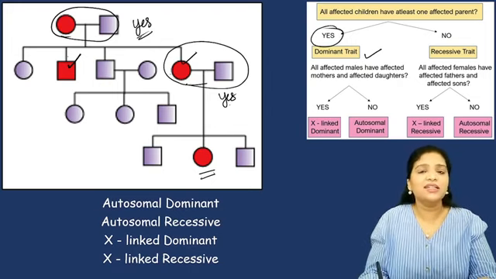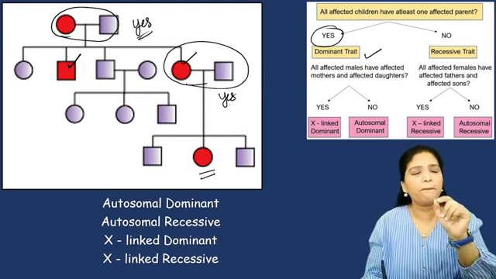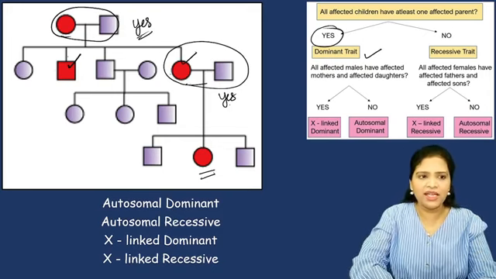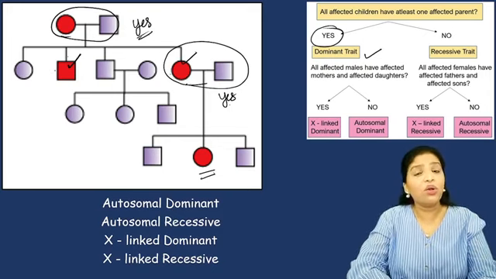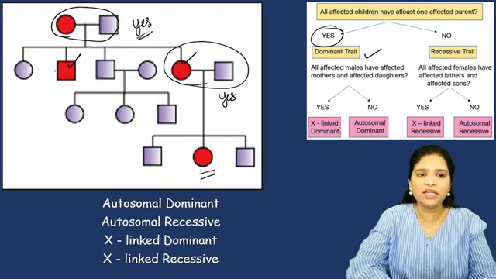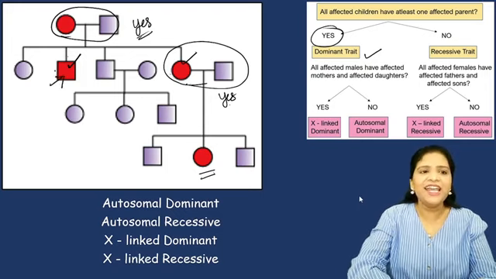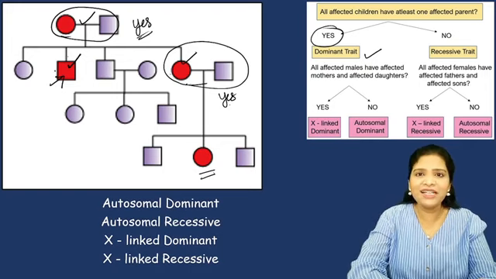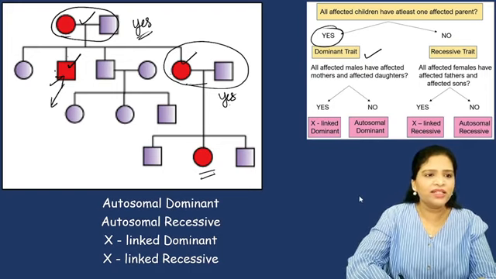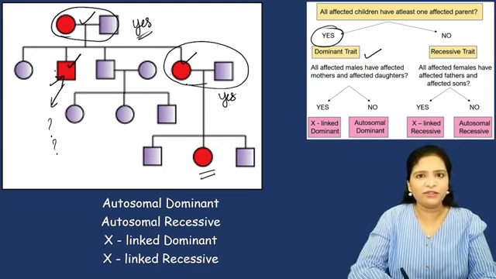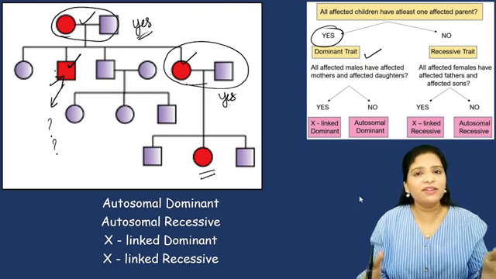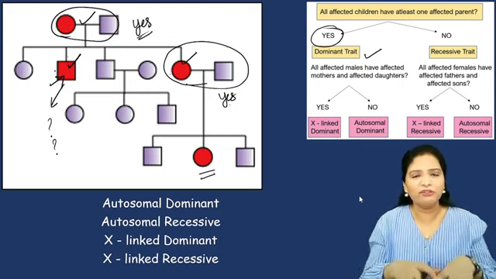Then ask the second question. That means focus on the male. Focus on the male and ask the second question. All the affected males have affected mother and affected daughters. So he is the affected male. He has an affected mother. But where is the daughter? The next generation for this male is not given, right? So if it is not given, it means he does not have any affected daughter.